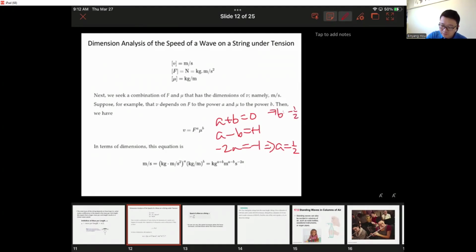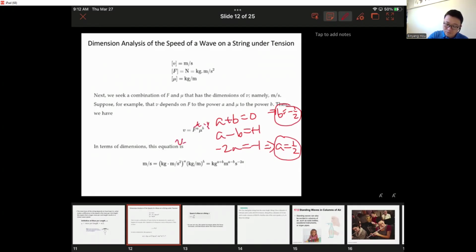minus 1/2. And we kind of have to verify for the second equation, right? So a is 1/2, b is negative 1/2. So then that gives you 1. Okay, so that means we found a equal to 1/2, b equal to minus 1/2. So then this one is 1/2, this one is minus 1/2.